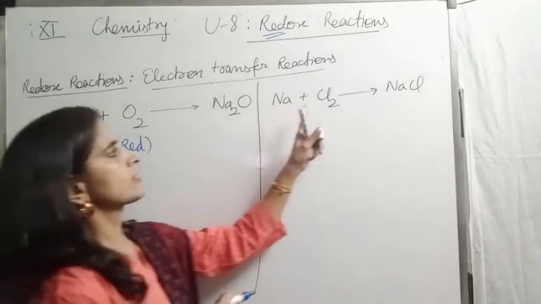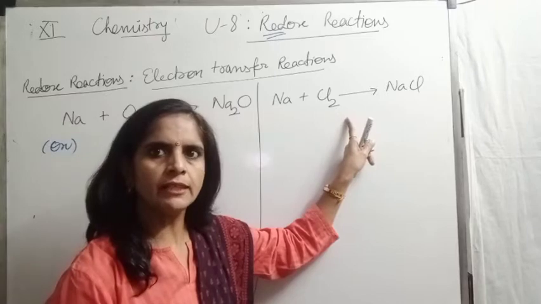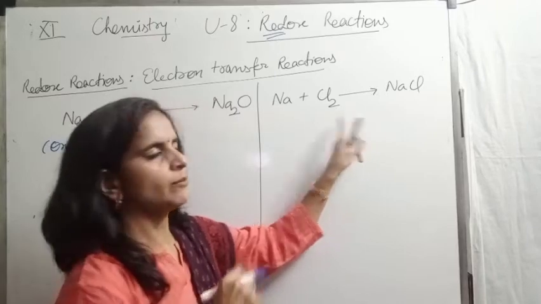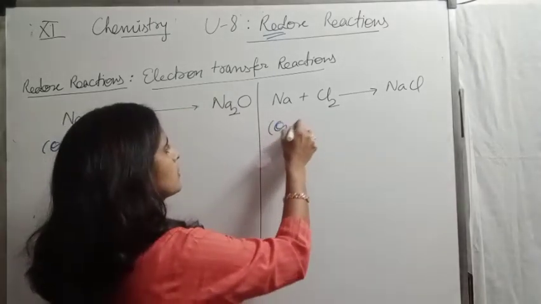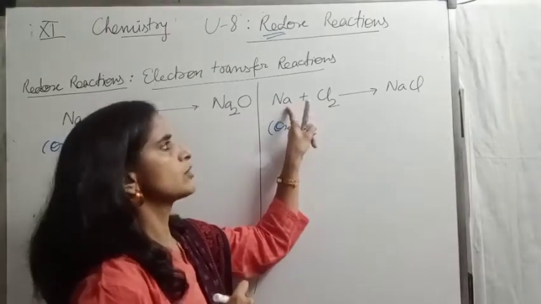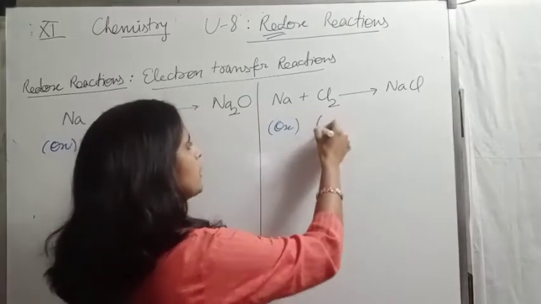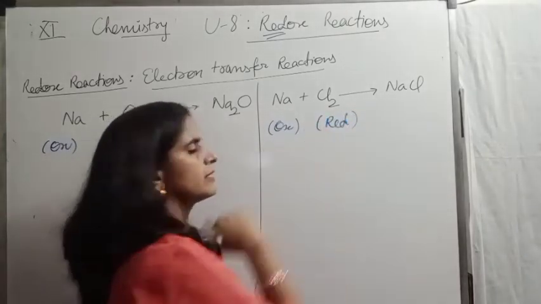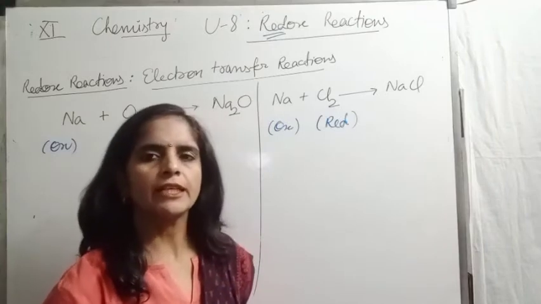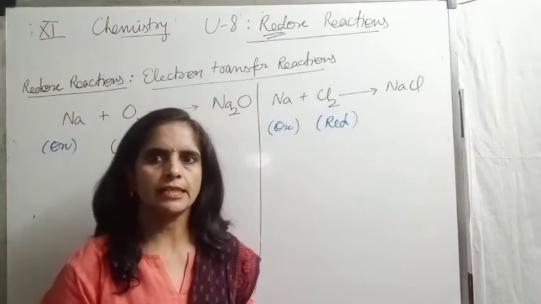Same for this case, chlorine is an example of an electronegative element. Addition of oxygen or an electronegative element is oxidation. Chlorine is reduced because of addition of sodium, which is an electropositive element. So addition of an electropositive element is reduction. So this is the explanation on the basis of the classical concept of redox reactions.